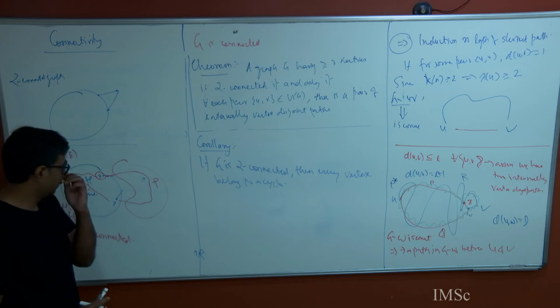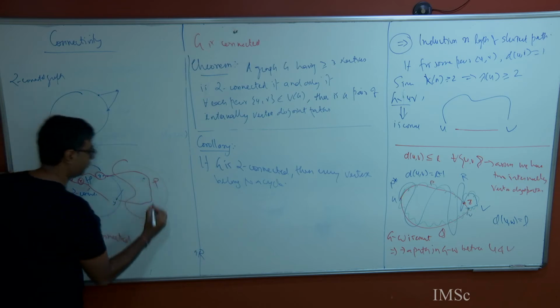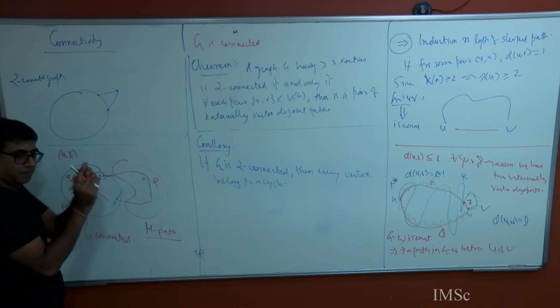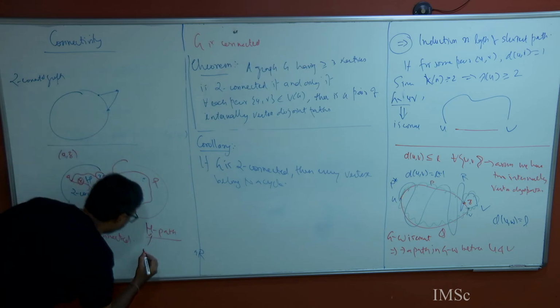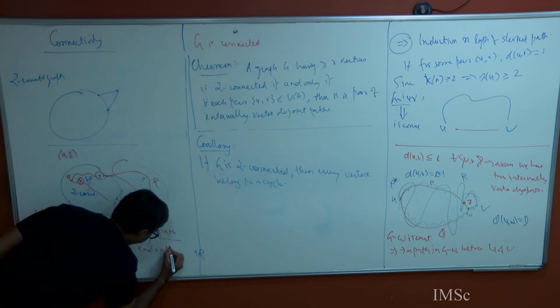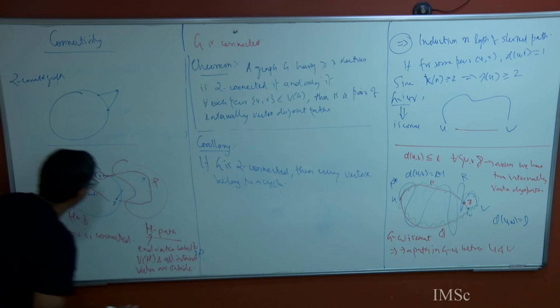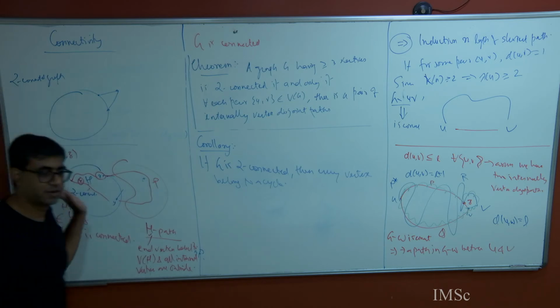And these kinds of paths are called H paths. What is called an H path? H paths are basically paths where the end vertices are in H and every other vertex is outside. So the end vertices belong to the vertex set of H and all internal vertices are outside. So I have proved the forward direction, that if I apply this operation, the graph remains two connected.